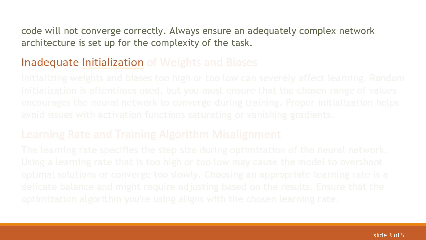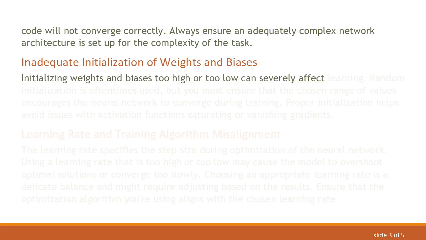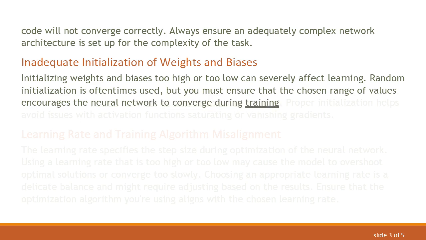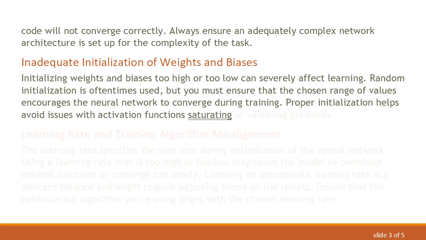Inadequate initialization of weights and biases. Initializing weights and biases too high or too low can severely affect learning. Random initialization is oftentimes used, but you must ensure that the chosen range of values encourages the neural network to converge during training. Proper initialization helps avoid issues with activation functions saturating or vanishing gradients.